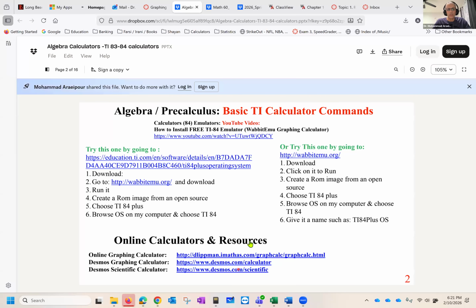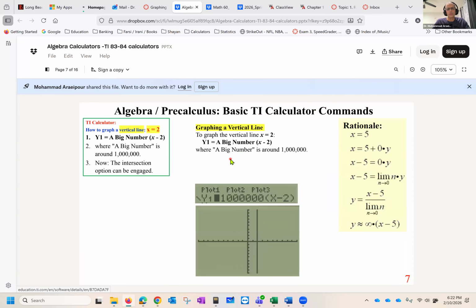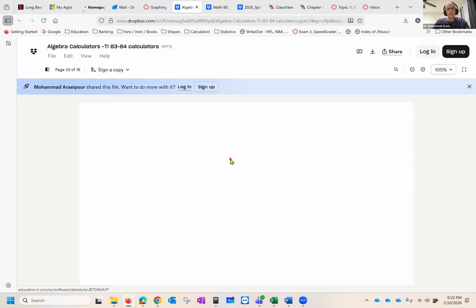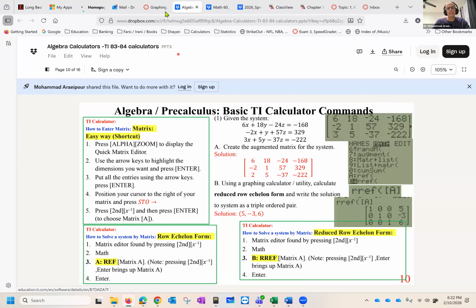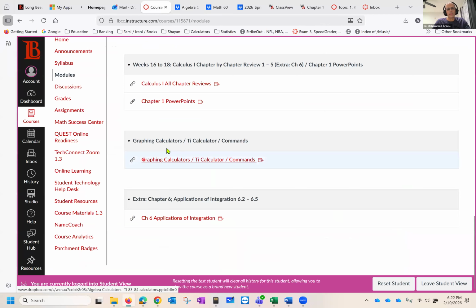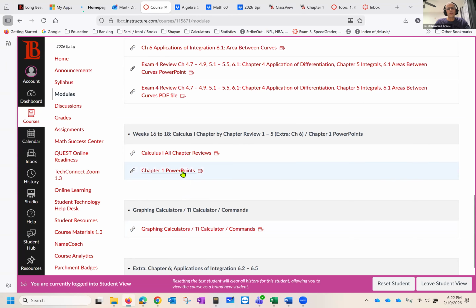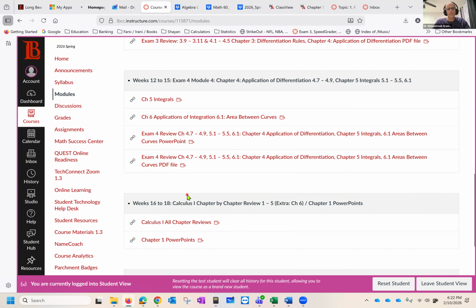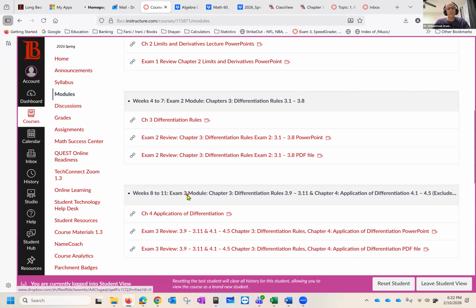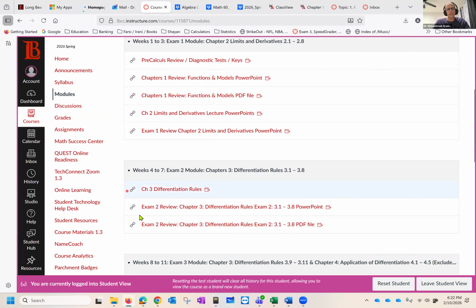Also, as I mentioned, these are the online calculators in case that one doesn't work. And I believe the list is also on the syllabus. And then if you scroll down, you get to various TI calculator commands. So that is the one right before the bottom, that's the resource. Everything else is pretty similar. The module one seems to have more than the rest of them.